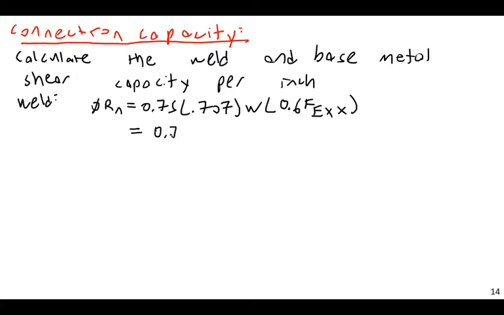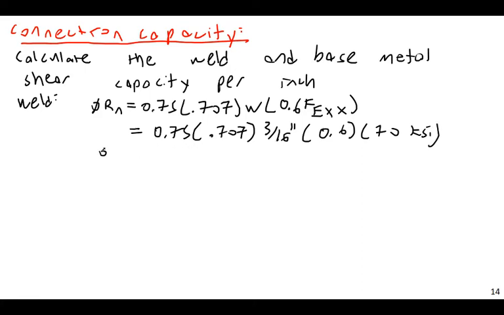And so this is then 0.75 times 0.707. We have a width of 3/16 of an inch, 3/16 of an inch times 0.6 times 70 KSI. And this comes then, VRN for the weld is equal to 4.176 kips per inch. Now we'll then need to use this to calculate capacity.